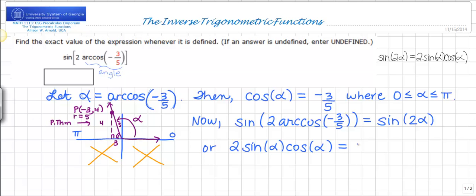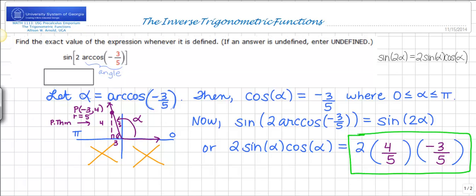And now using our triangle and along with the point on the terminal side definition, we see that the sine value of alpha is 4/5, and we already knew the cosine value to be negative 3/5, so we are good to go. Now if you have a calc pad, you can just type the whole thing in like this. If you don't have a calc pad and you need to make a fraction, you certainly could in this case.